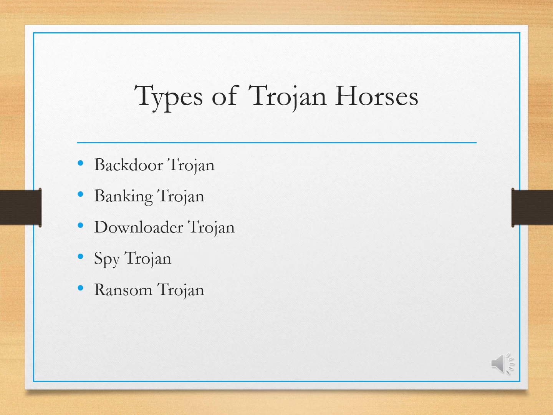There are different types of Trojan horses. Some open a back door for hackers, some steal bank details, some download more malware, some spy on users, and some lock files and ask for money, called ransom Trojans.